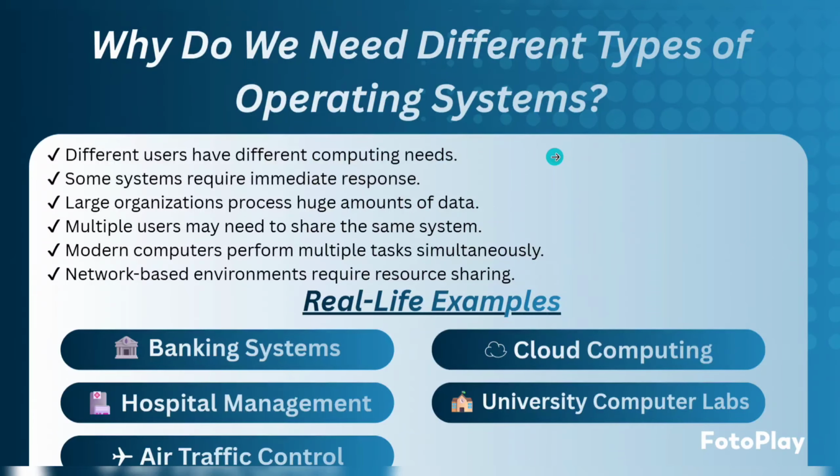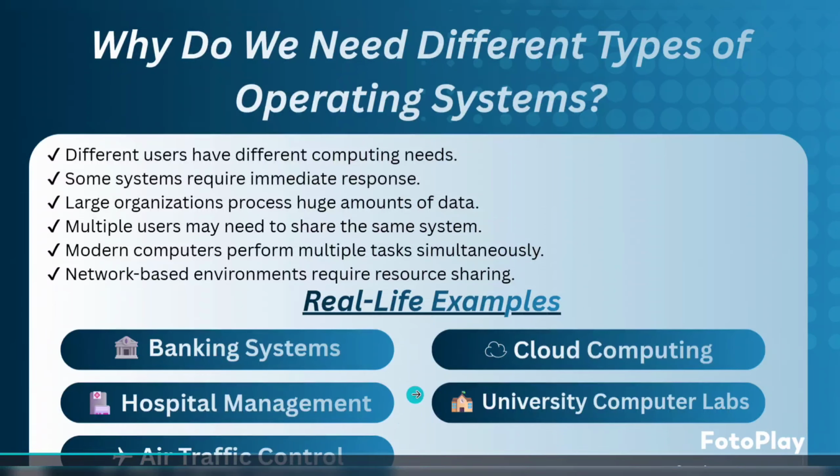So, the question that came to our mind is, why do we need different types of operating systems? Different users have different types of needs. Some systems require immediate response while some require a huge amount of data. Multiple users may need to sync on a shared system. So, to solve all these problems, we use operating systems in our daily life. Examples of operating systems in our daily life are banking systems, hospital management, air traffic control, cloud computing, university computer labs, etc.